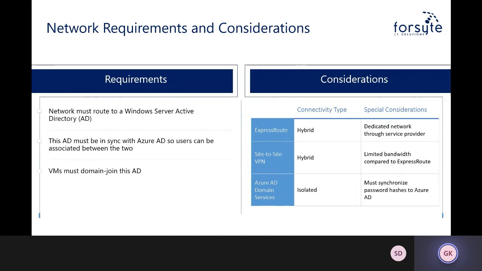Network requirements and considerations. As I mentioned, the virtual machines have to be domain joined, so we have to have a way of traversing the network and getting to Active Directory. This is why we've decided in our deployment to use Active Directory and put a domain controller in your Azure tenant. The network must be able to route in that piece, and we must be using Azure AD Connect to synchronize the users from on-prem to Azure Active Directory.